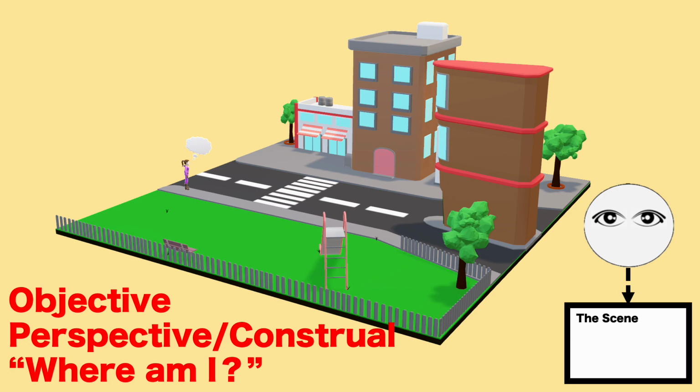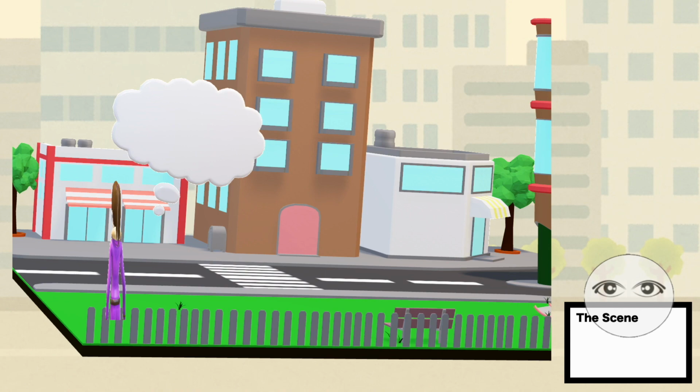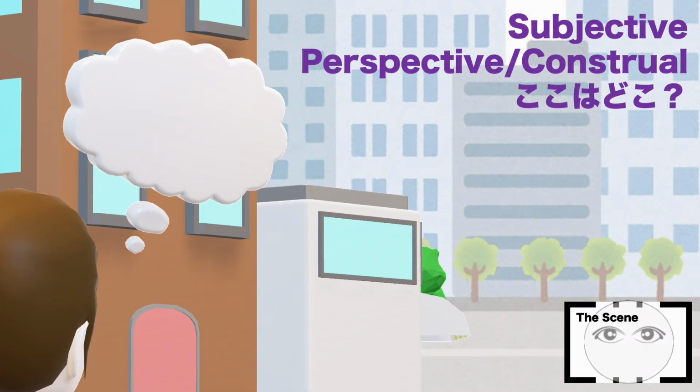I can say, "Where am I?" or "Where are my keys?" and I am mentioned just like any other object in the scene. In Japanese, however, the same question would be asked differently, organizing it around the experiencer using the subjective perspective.